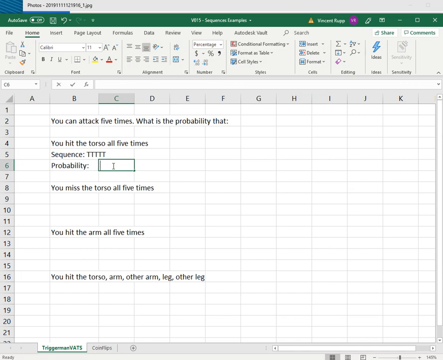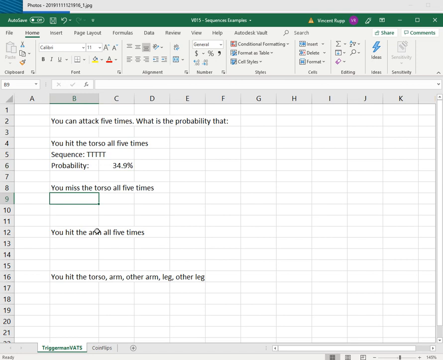So if it's 5 times in a row, you just multiply the probabilities. That's how it always works with sequences. And you get the probability you'd hit all 5 times is only 34.9%. So that's not very likely at all, which means your probability of hitting is very good, but 5 times in a row is not all that likely.